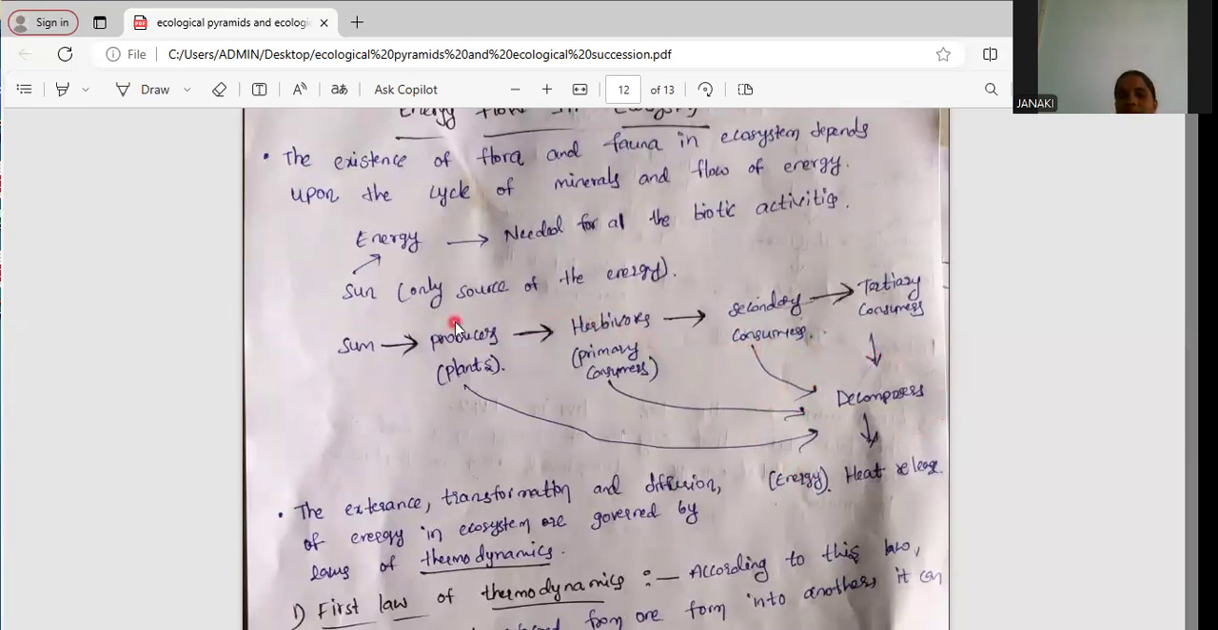Okay, energy flow movement. See this energy: sun, producers, herbivores, secondary, tertiary. For example, see, sun energy is taken by the grass, eaten by the grasshopper, eaten by the rat, eaten by the snake. This is the final.